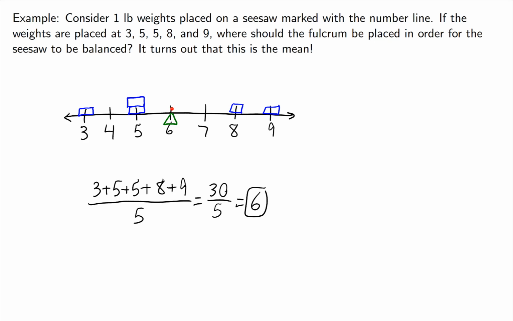Let me give you a little bit more reason as to why it's balanced. The 8 being 2 steps away is equivalent to 2 weights being 1 step away. Then you'll notice that the 3 is 3 steps away and the 9 is 3 steps away, so they balance each other out.